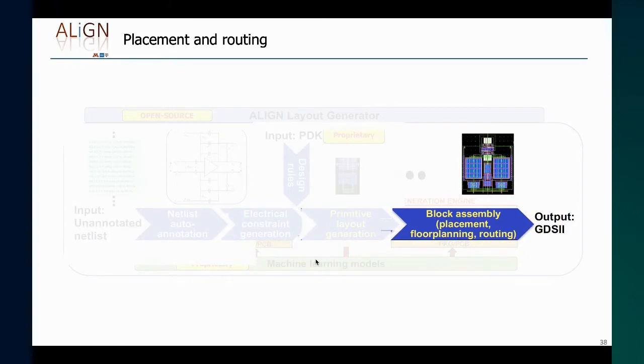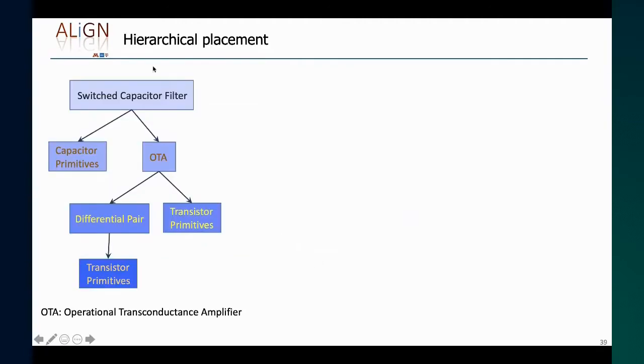So once you have these basic building blocks, now you need to perform block assembly, which is placement, floor planning, and routing. And over here, if we look at this, for example, we have the switch capacitor filter, which consists of capacitor primitives. The OTA consists of all of these primitives, etc.